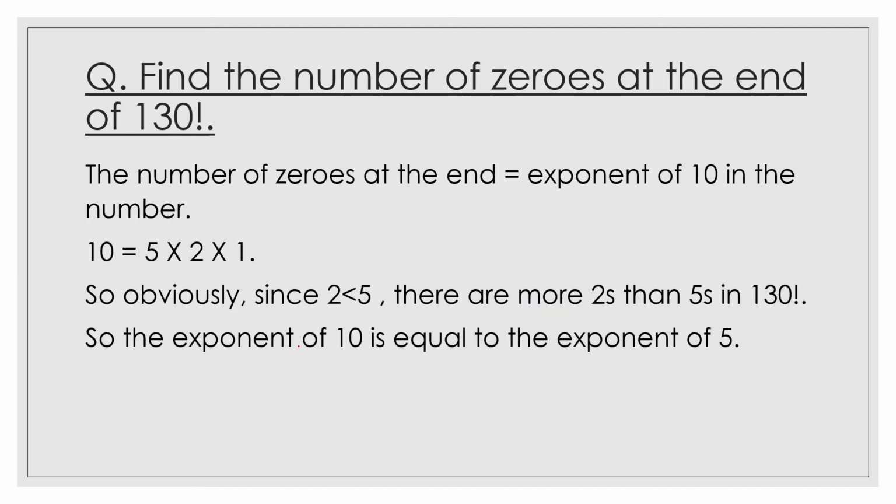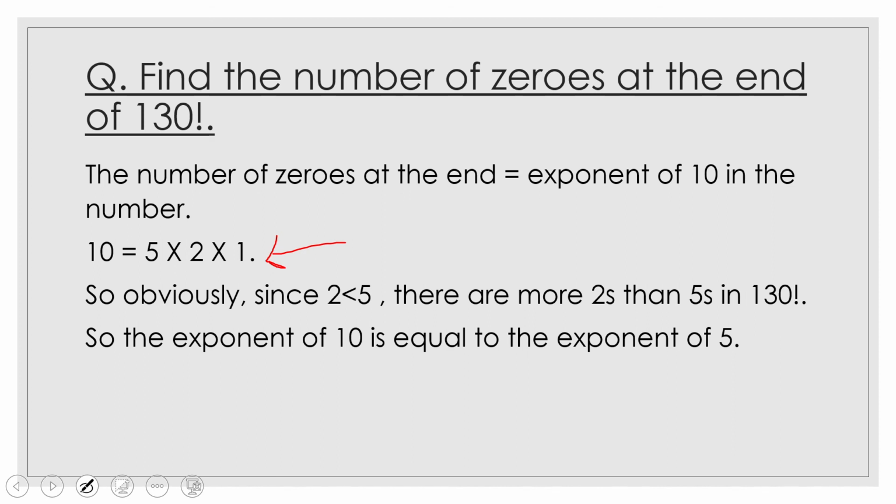Our final question is, find the number of zeros at the end of 130 factorial. The number of zeros at the end of 130 factorial is equal to the exponent of 10 in the number, because 10 is the number which leads to the trailing zeros. Now the factors of 10 are 5 into 2 into 1. We are calculating the factors of 10 because we know that 10 is not a prime number, and for Legendre's formula to work we need a prime number.